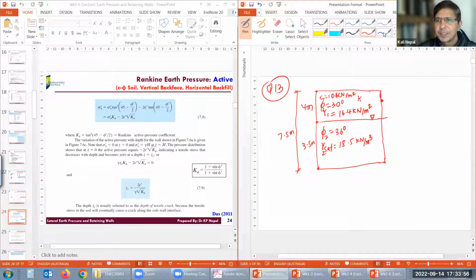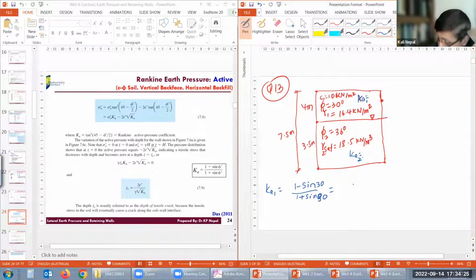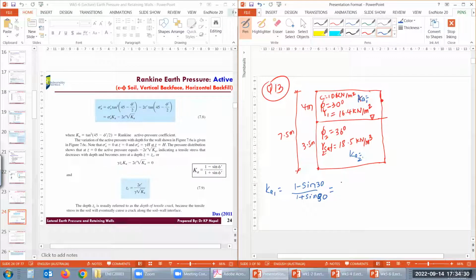I'll use another color, right? Active force means K equals how much? We need Ka1 and Ka2. So Ka1 equals what? 1 minus sine 30 divided by 1 plus sine 30, right? Did you see the equation there? How much is that? Is it 1/3? Yes, 1/3.